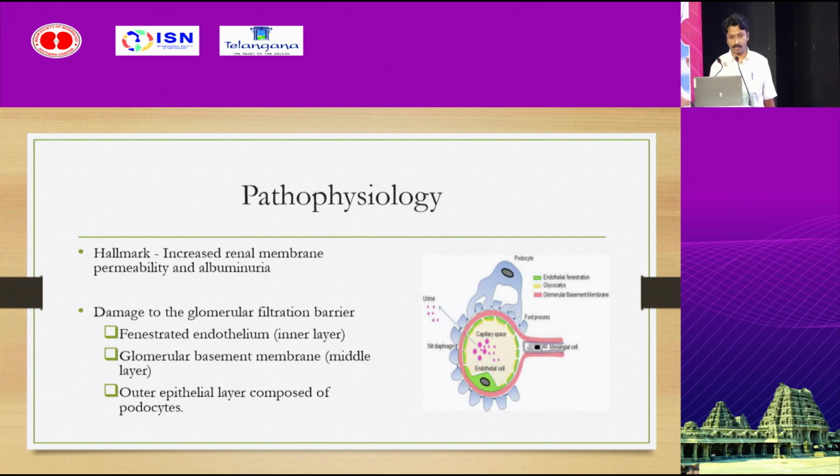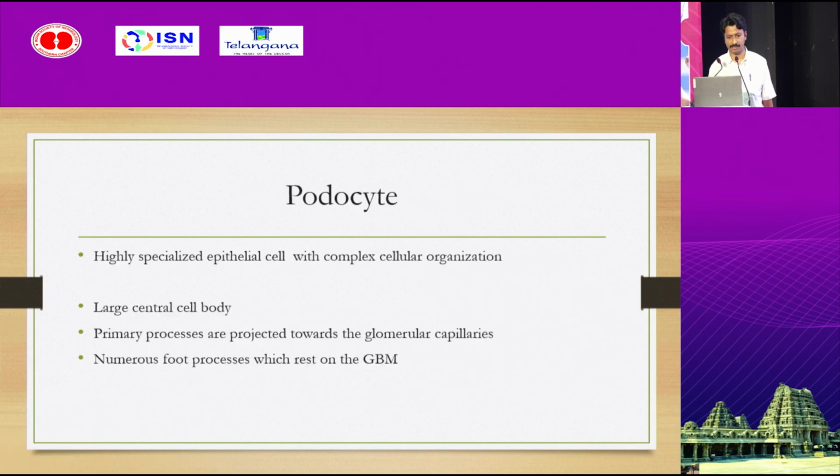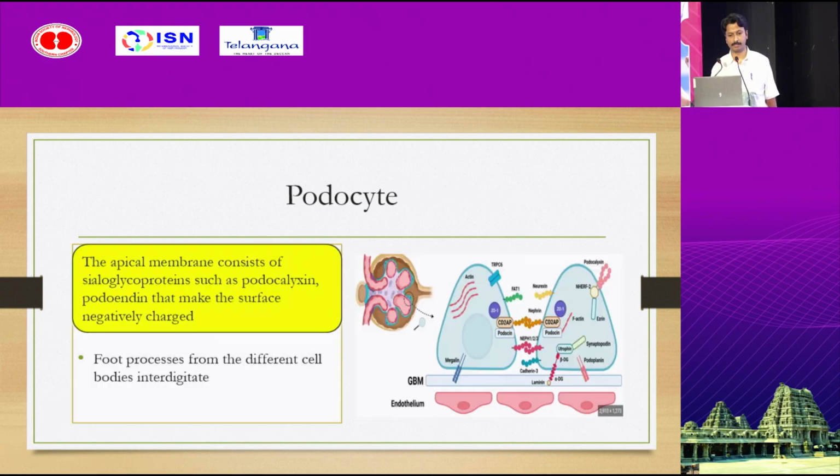The hallmark of minimal change disease is damage to the glomerular filtration barrier, leading to increased renal membrane permeability and highly selective albuminuria. The glomerular filtration barrier, as you all know, has an inner layer which is the fenestrated endothelium, the middle layer which is the glomerular basement membrane, and the outer layer which is composed of a specialized epithelial cell, the podocyte. The podocyte is the crux of the glomerular filtration barrier, which has a large central body with multiple foot processes which rest on the glomerular basement membrane.